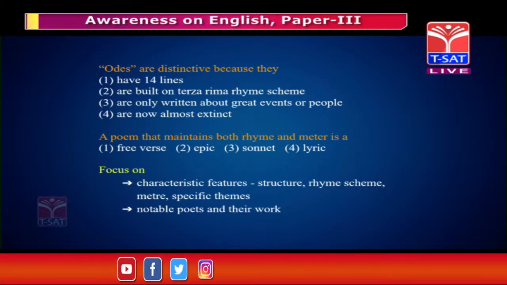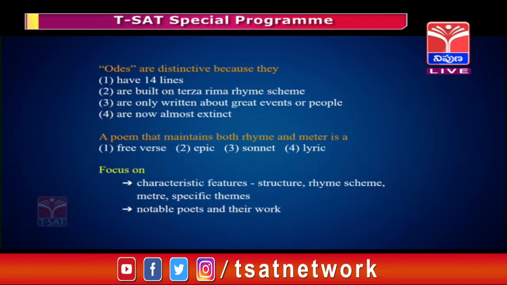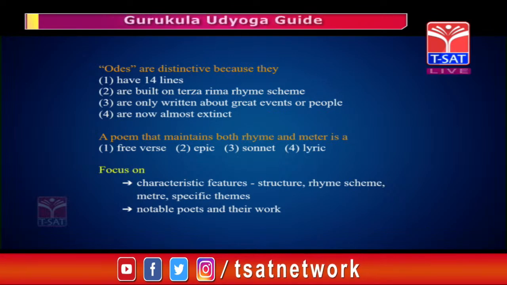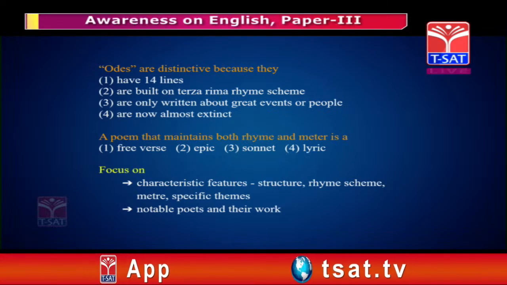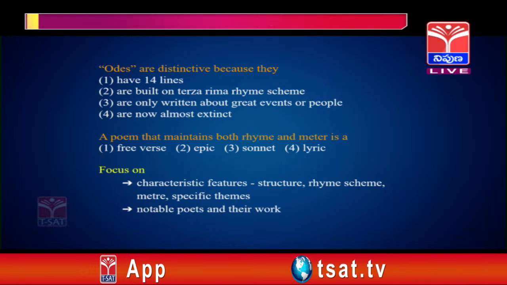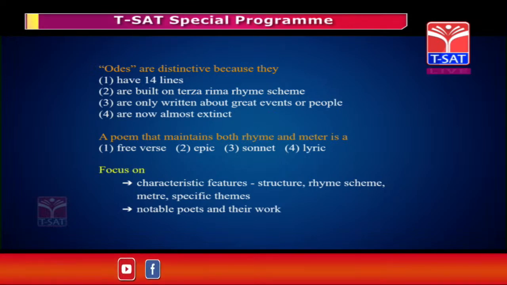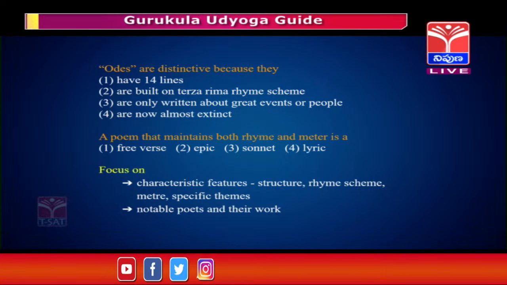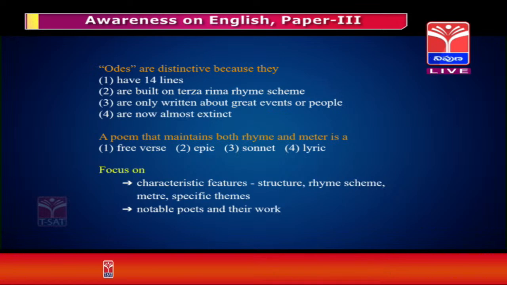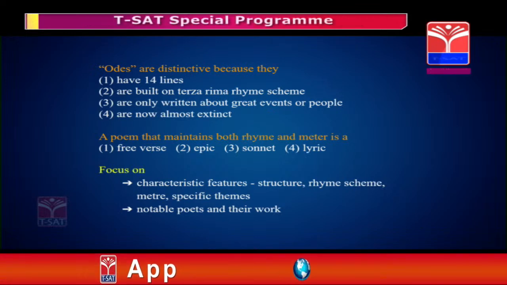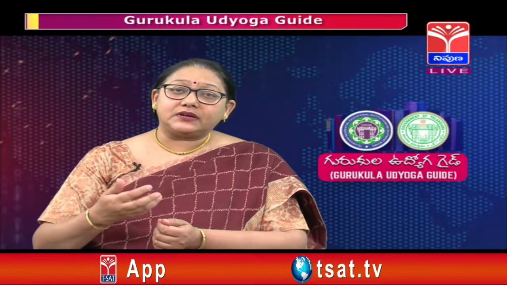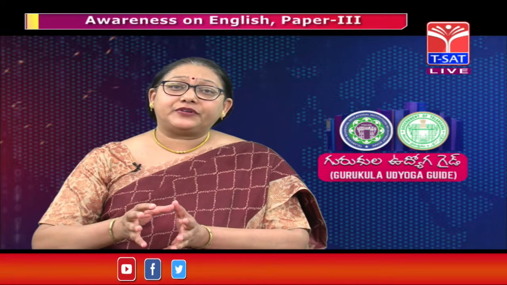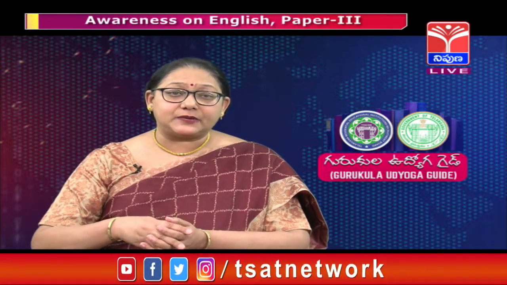Now when you are looking at these different forms of poetry, what should you focus upon? These are the two things that you focus upon. What are the characteristic features of the forms of poetry, in terms of the different structures of these forms, what are the rhyme schemes that they follow, what is the meter that they follow, and if, for example, they have a specific theme. So as we have seen, an elegy is usually a lamentation. An ode is written about a great person or a great event. So some forms of poetry may have certain specific themes about them.